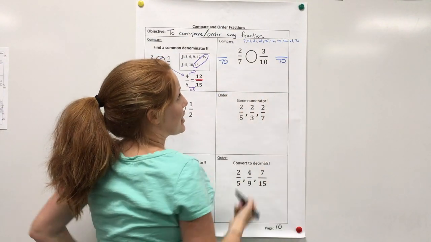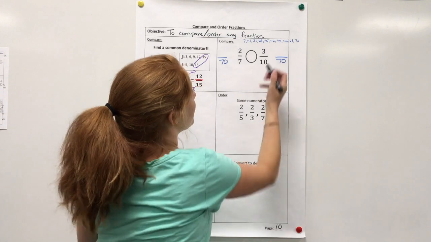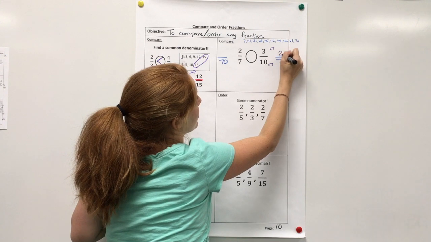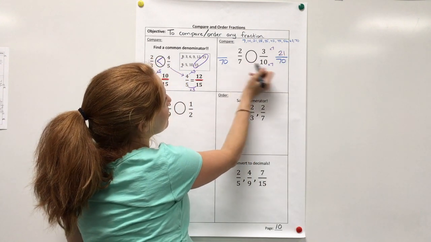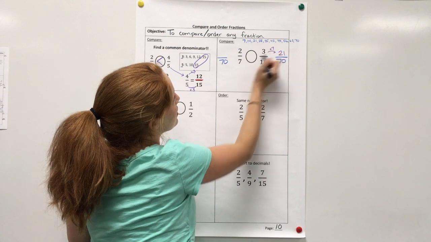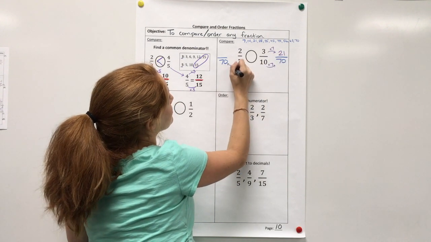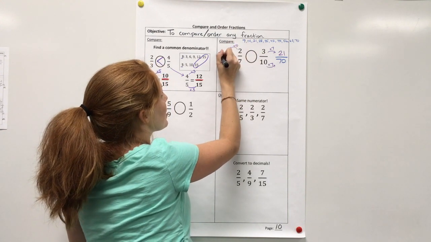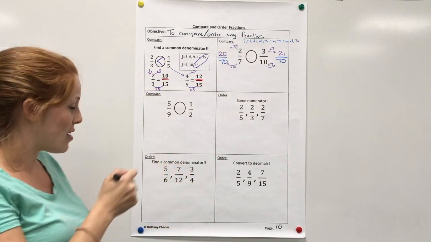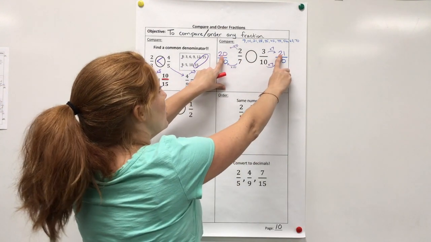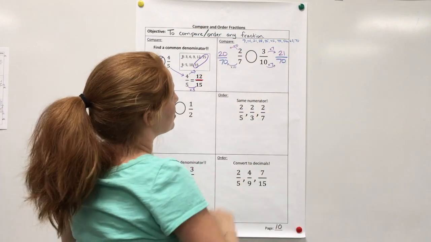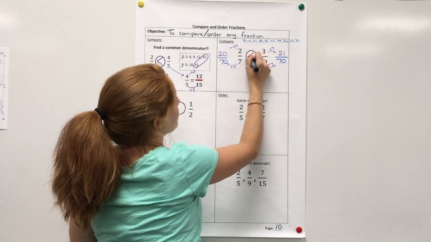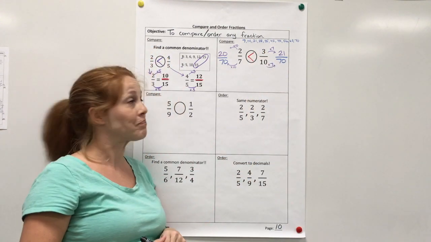Now, how do I get from 10 to 70? Well, this would be times 7, so I need to do this times 7. So that's 21. How would I get from 7 to 70? Well, that's times 10. So then I need to do times 10 going backwards. 2 times 10 is 20. All right, now I can just compare the two numerators that I have. I have 20 and I have 21. Well, 21 is bigger, or 20 is less. So that means my inequality symbol has to go like that.